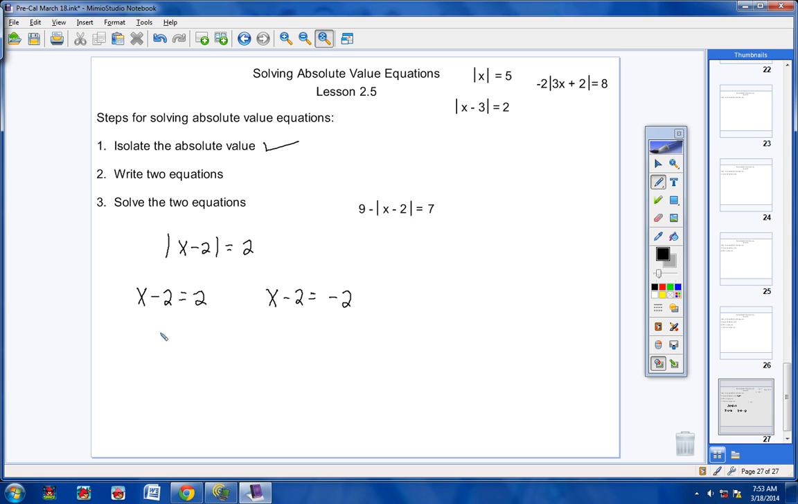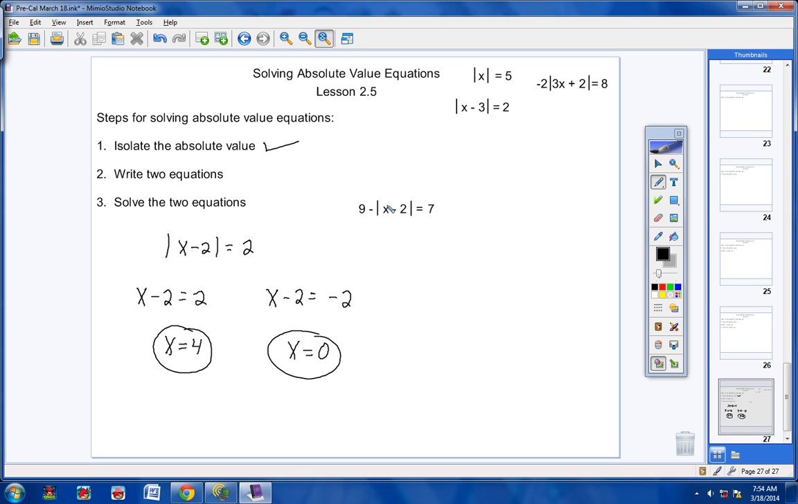Here we go. Bring your negative 2 over and make it a positive 2. So x equals 4. And then bring your negative 2 over and make it a positive 2. And x equals 0. Now you don't need to check these, but it's always wise to.